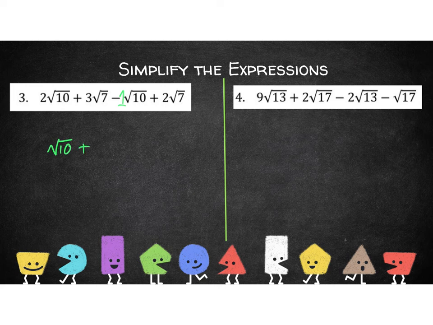plus, we'll look at these square root 7s now. We have a 3 square root of 7 plus 2 square root of 7. And 3 plus 2 is going to equal 5 square root 7. These 10 and 7 are different, and they can't be reduced or simplified to a common term, so this is going to be the final answer.